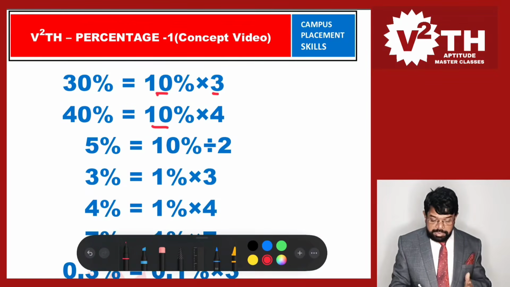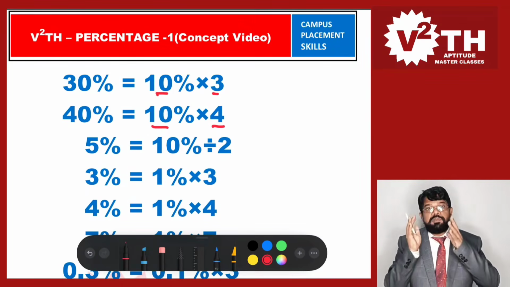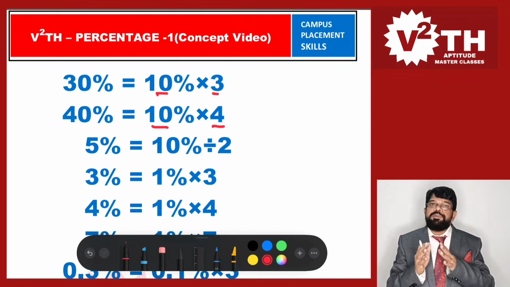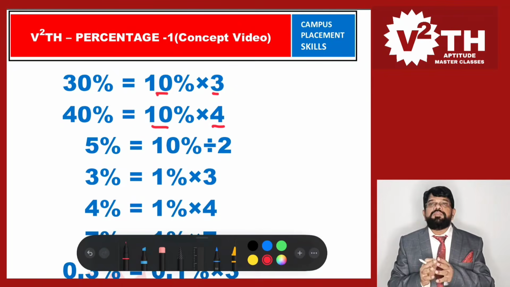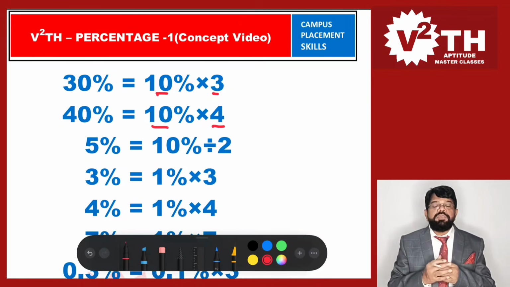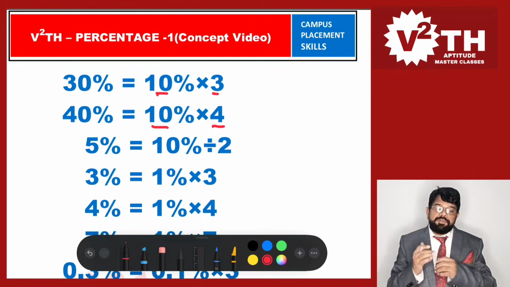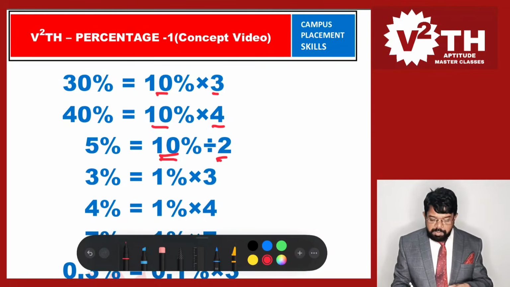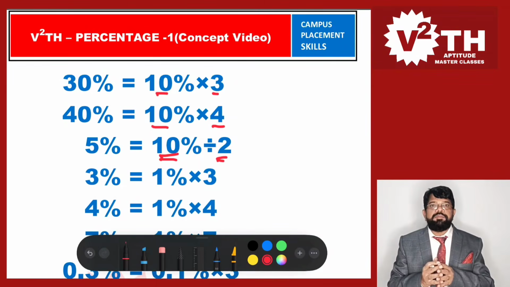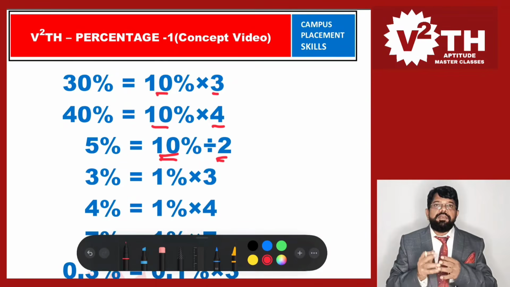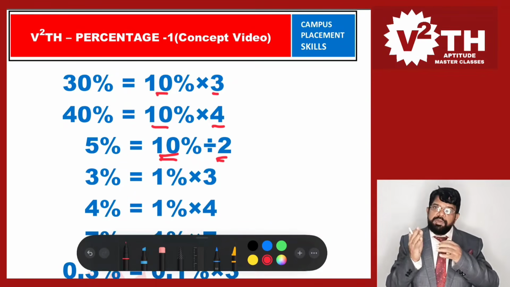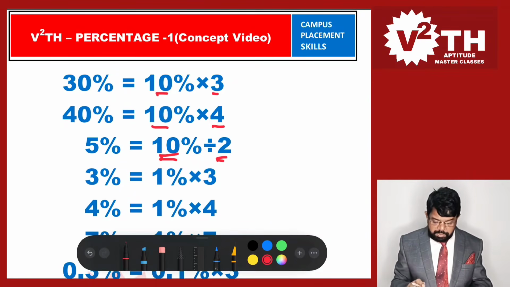40%, how can you calculate? 10% value into 4. 10% assume in your mind. We know 10% means just place the decimal after units place value. That can be multiplied by 2, get 20%. That can be multiplied by 3, get 30%. That can be multiplied by 4, you get 40%. Similarly, 5%, how can you calculate? 10% is the base always. 10% value assume in your mind and by 2, half of that gives 5% value.